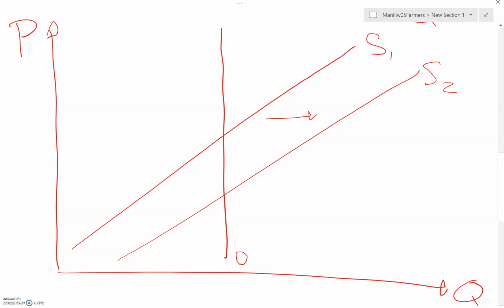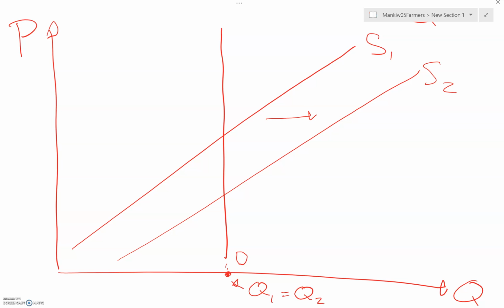Let's have a think about what's happened. Because we have a perfectly inelastic demand curve, over here we have both our quantity 1, which is also equal to our quantity 2. Consumers don't care what the price is with this demand curve, they're just going to buy this much wheat.